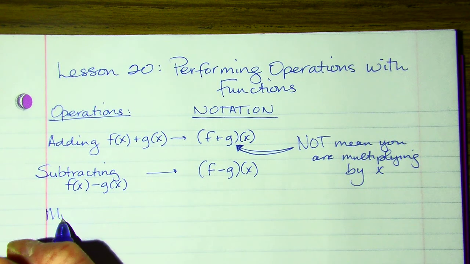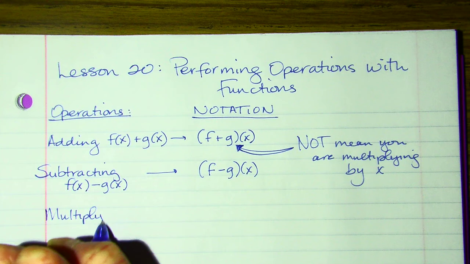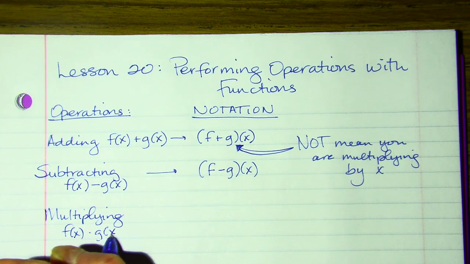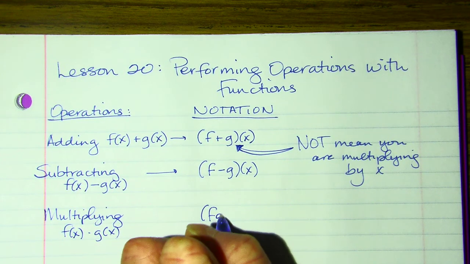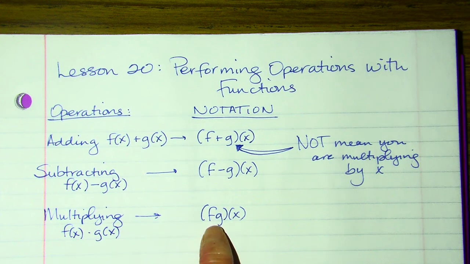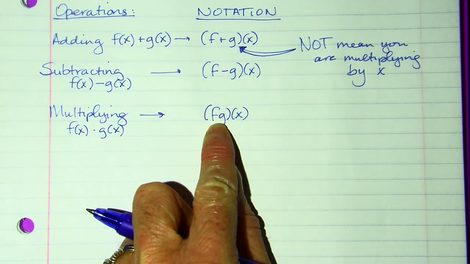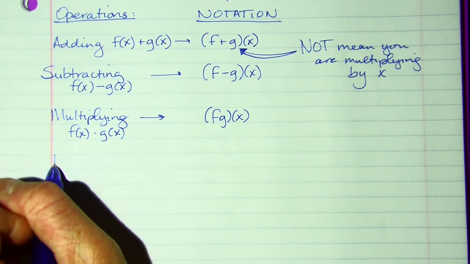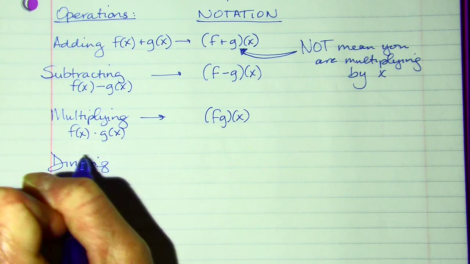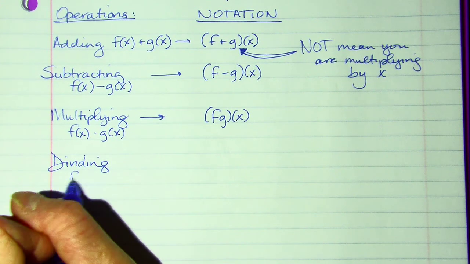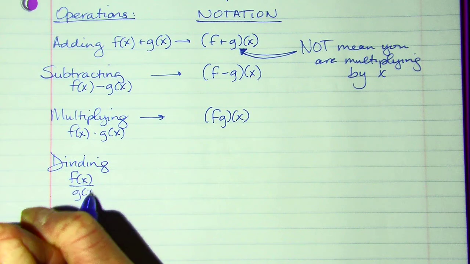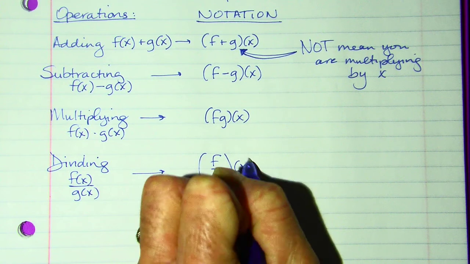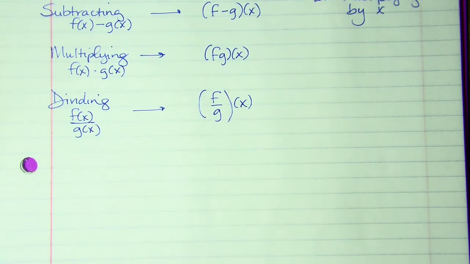If I am multiplying two functions, so instead of writing f of x times g of x, it will be written f times g of x. There is no symbol in between because the multiplication symbol, this dot, can be invisible. So last would be if they're wanting us to divide. So instead of writing f of x divided by g of x, the proper notation for that is simply f divided by g of x.